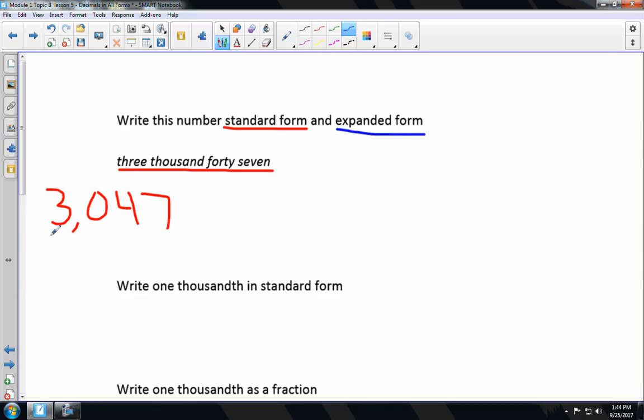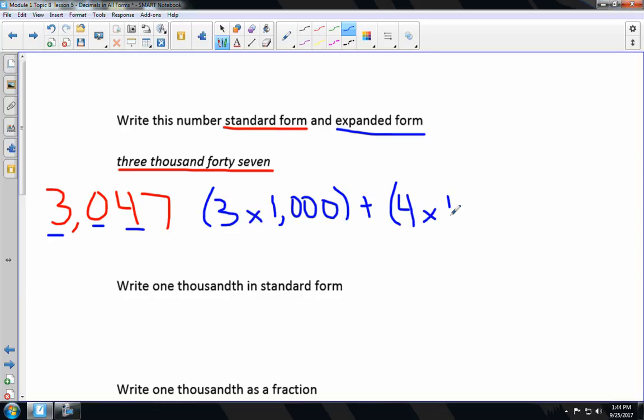So first we see that the 3 is in the thousands place. So we take our 3 and we multiply it times 1000 because it's in the thousands place. Next we see that there is a 0. We don't need to do anything for that. Then we see our 4, and that 4 is in the tens place. So we take our 4 and we multiply it by 10. And then next we see our 7 is in the ones place, and we can either do 7 times 1 or we can just do plus 7. And that is our expanded form.